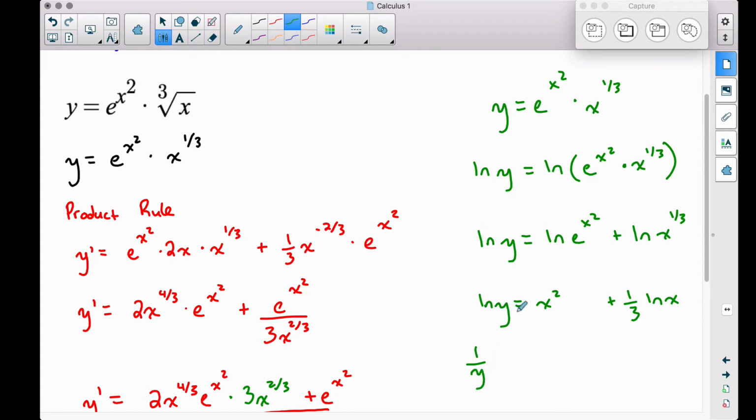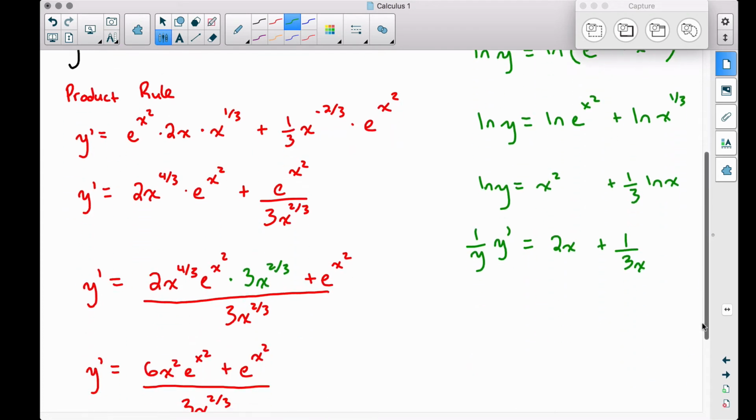Well, since we're differentiating with respect to x, implicit differentiation tells us to tack on that y prime. This is going to be equal to the derivative of x squared, which is 2x. The derivative of 1/3 natural log of x is 1/3 times 1 over x, because the derivative of natural log of x is 1 over x. So I'm just going to write that as 1 over 3x.